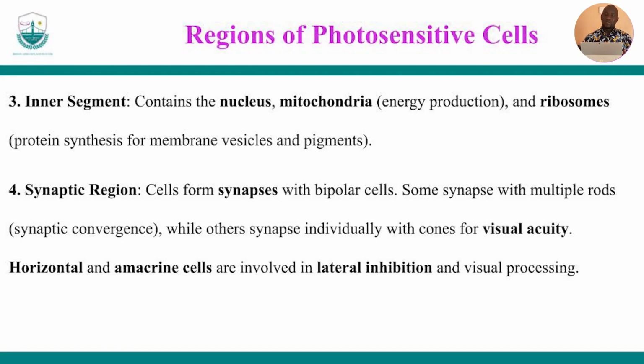But the synaptic convergence also gives the rods an advantage over the cones, because it makes the rods very sensitive to light. That means that they can work in dim light. That's what we emphasize there. And we earlier talked about the horizontal and amacrine cells being involved in what we call lateral inhibition and visual processing. So let's understand what that means.